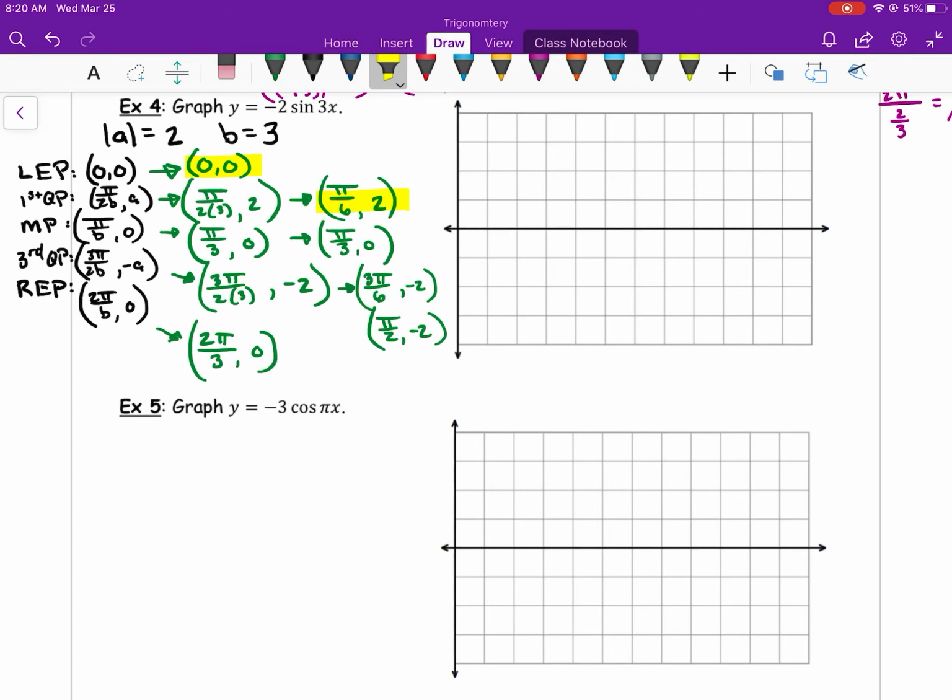So I'm going to highlight what we're going to use. 0, 0, pi over 6, 2, pi over 3, 0, pi over 2, negative 2, and 2 pi over 3, 0. So I'm just going to write my x values down. So we have 0, 0. Okay, and then I'll do pi over 6. And then it's pi over 3.